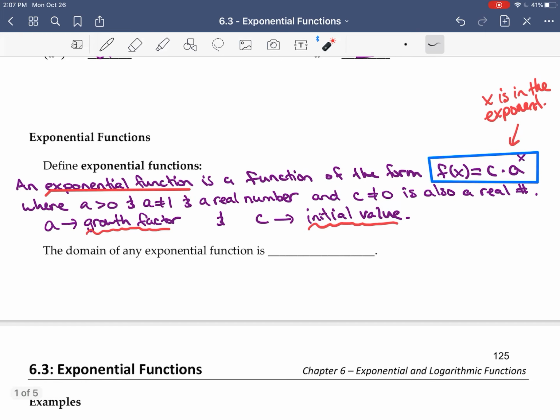So with those conditions, the domain of any exponential function is all real numbers. So it's negative infinity to infinity. Okay, or all real numbers. So you can have a to any power. Okay, it doesn't matter what you plug in.